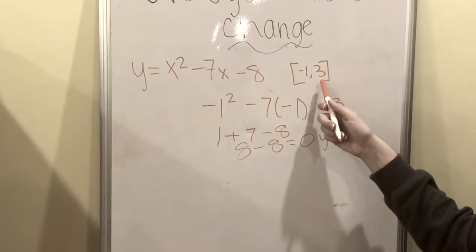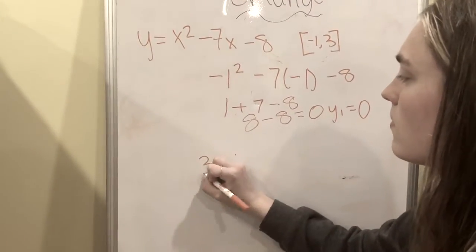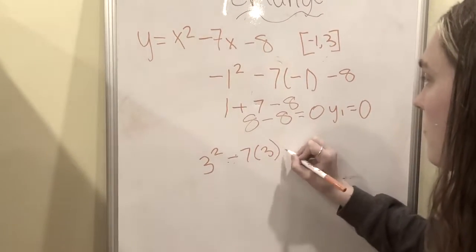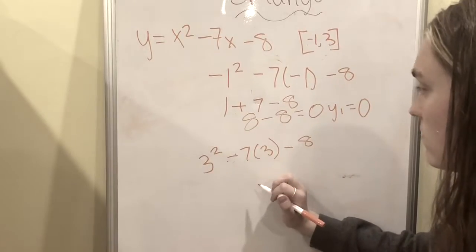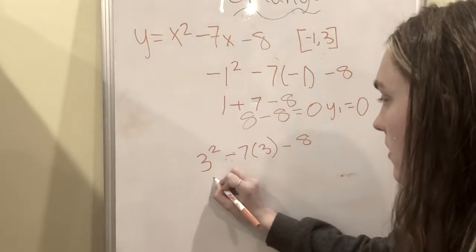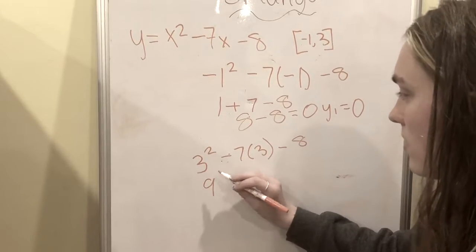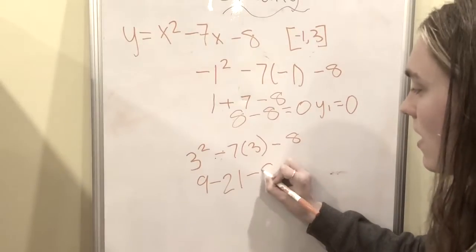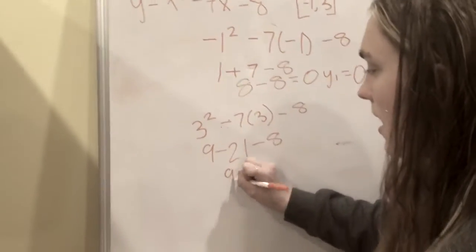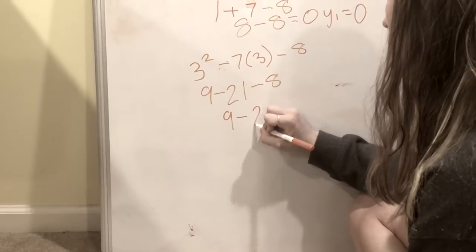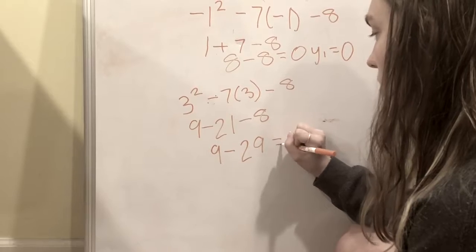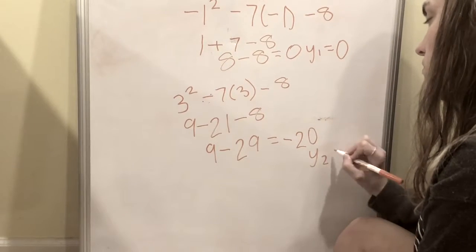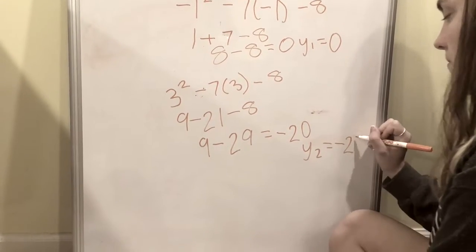Then you do the same thing for the 3. 3 squared minus 7 times 3 minus 8. 3 squared is 9. 7 times 3 is -21, minus 8. This is 9 minus 29, which equals -20. So y2 equals -20.